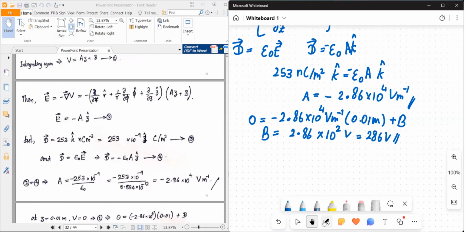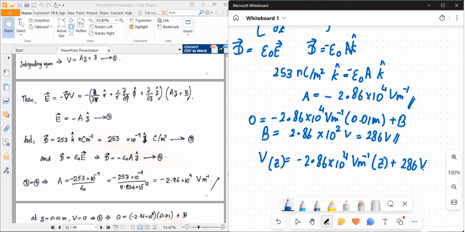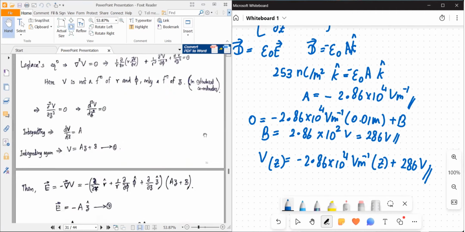Now we know both variables A and B, what the values are. Then we can write the potential variation along the z-axis. It is equal to minus 2.86 into 10 to the power 4 volts per meter Z plus 286 volts. So this is the potential variation along the z-axis in this given situation.